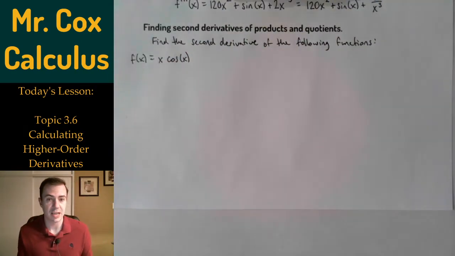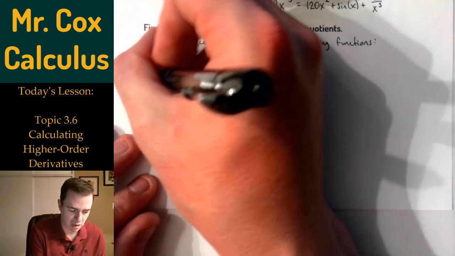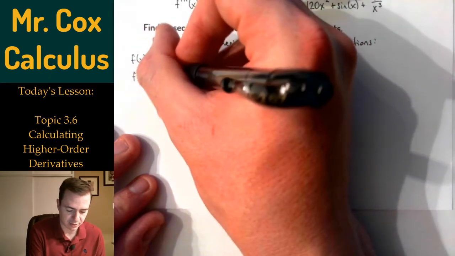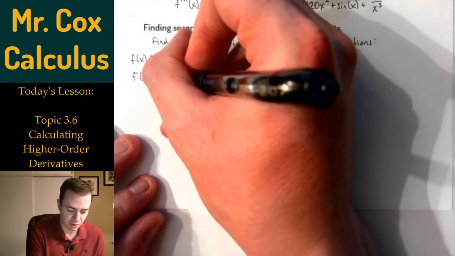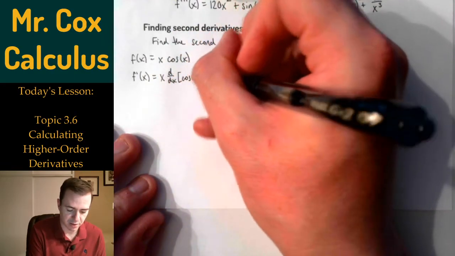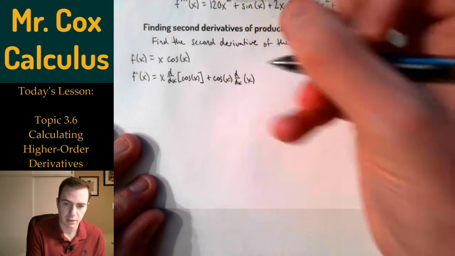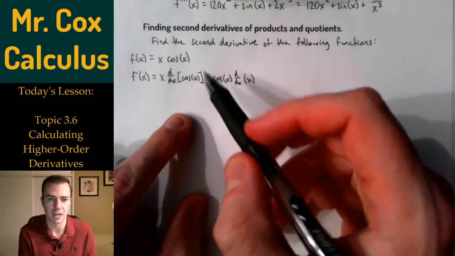Well, in order to take the second derivative, there is no shortcut to this. It really is a matter of you've got to take the derivative and then you've got to take it again. So let's apply the product rule. We know that f prime of x is equal to x times the derivative of cosine of x plus the cosine of x times the derivative of x. That's what the product rule tells us to do.